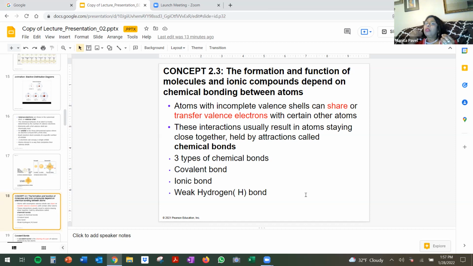But when are chemical bonds formed? Only when the atoms have incomplete valence shells. So the outer valence shell, the last orbital, is incomplete. Then only will the atom combine with another atom to become stable, because they are unstable. And we don't want atoms to be unstable.